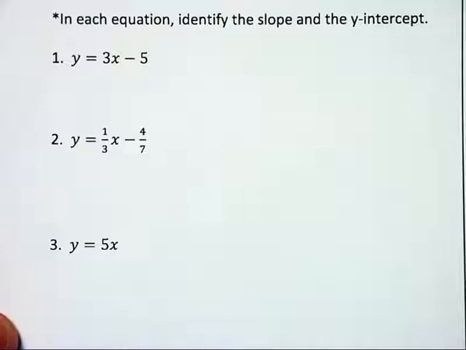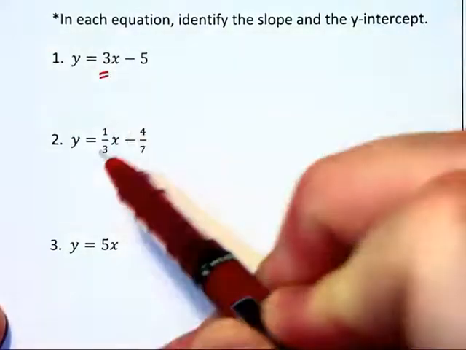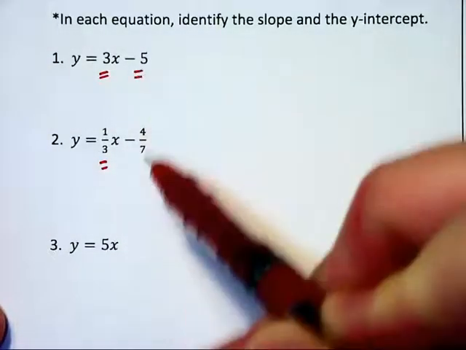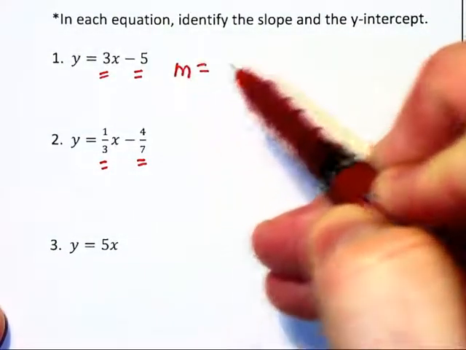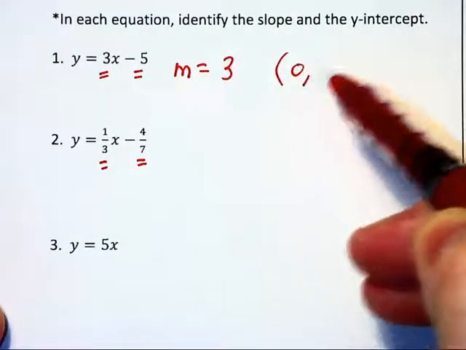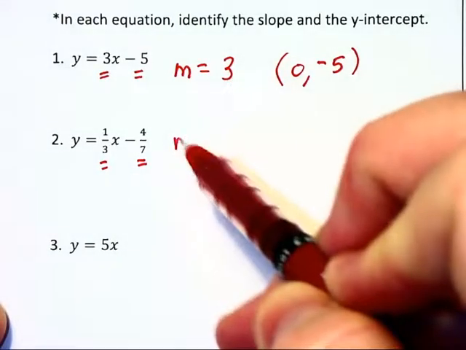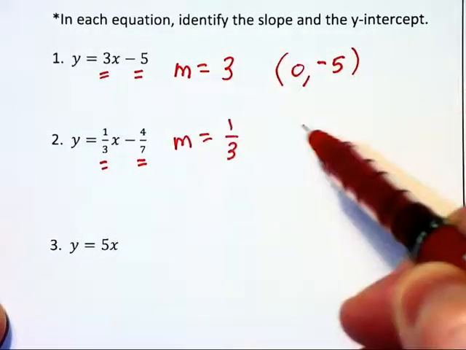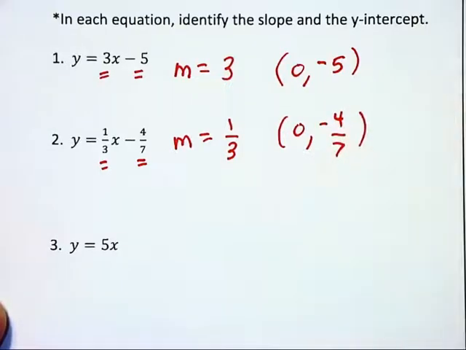Now we are being asked to identify the slope and y-intercept of these first few equations, and in the first couple, the slope and the y-intercept are readily available to us. In the first problem, the slope is 3 and the y-intercept is (0, -5). In the second problem, m is equal to 1/3 and the y-intercept is (0, -4/7). So very easy to do when the equation is given to us in slope-intercept form already.